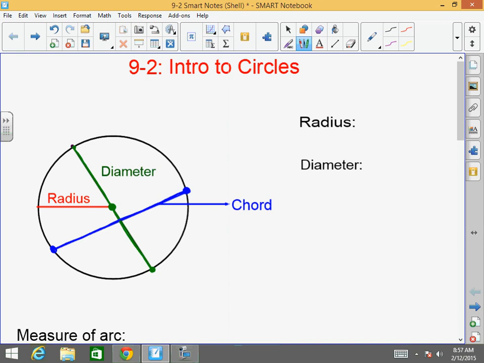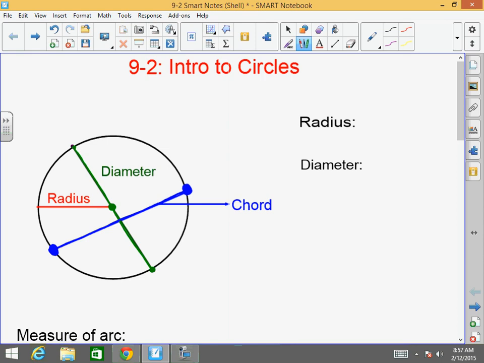Guys, listen to what I'm saying. By definition, a chord is any segment that goes from endpoint to endpoint, but it doesn't necessarily go through the center. So a diameter does meet that criteria. A diameter is always a chord, but a chord is never a diameter. Well, okay, I guess you could put sometimes, fine. But if it was a true or false, is a chord a diameter? False. Yes, that would be wrong then.